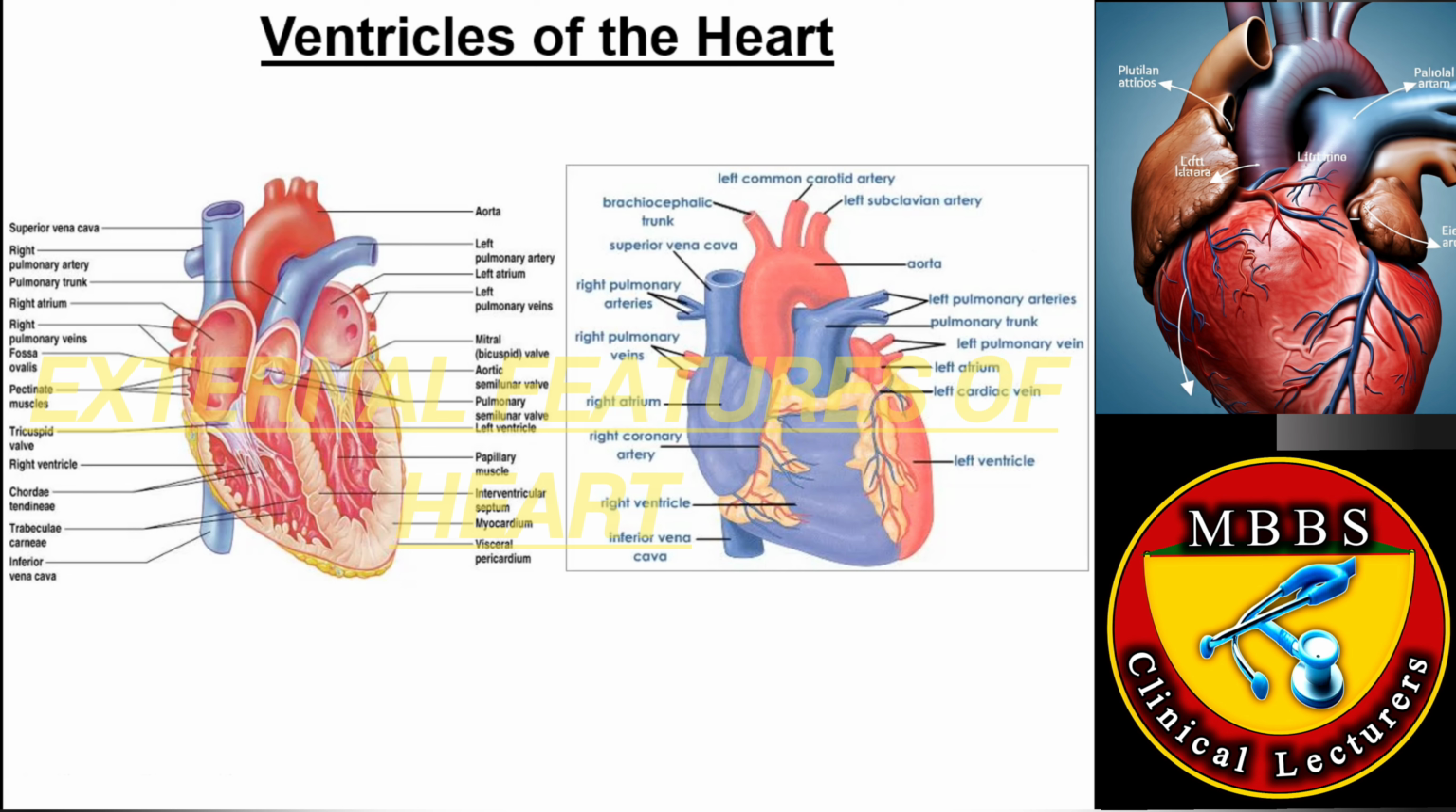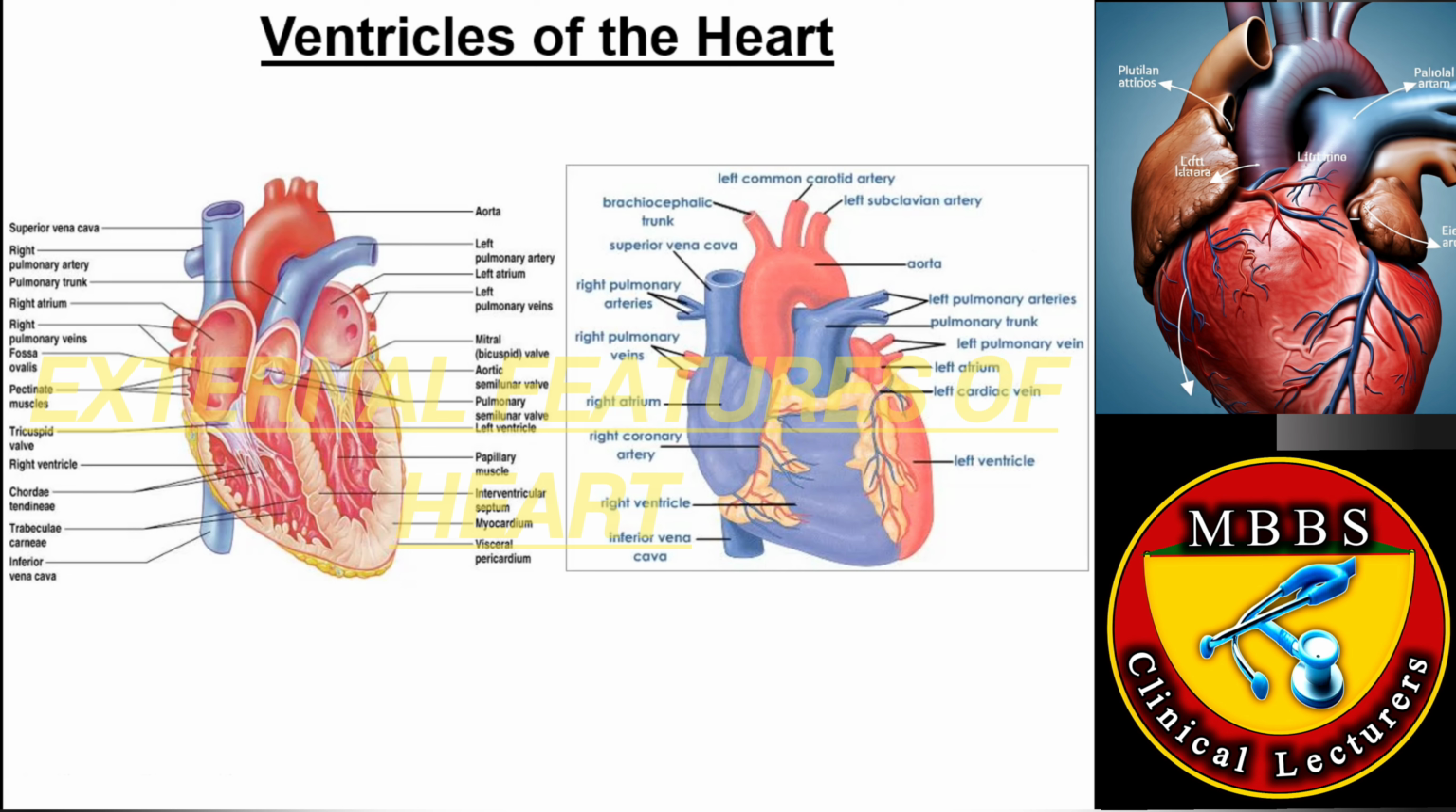The ventricles of the heart. Ventricles are the discharging chambers of the heart. The papillary muscles and trabeculae carneae mark the ventricular wall. You can see here these are the papillary muscles, these are the trabeculae carneae, so they mark the ventricle walls.